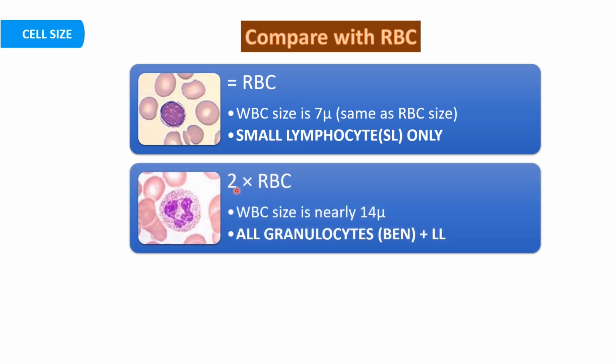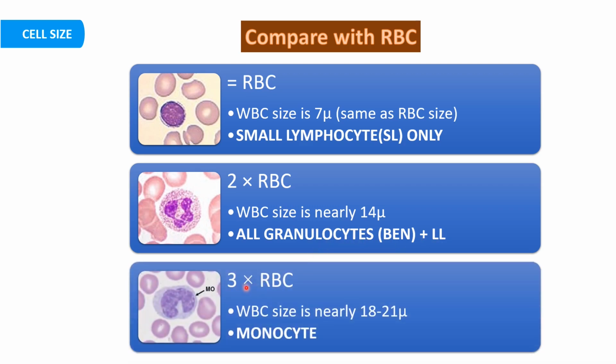Now if it is 2 times that of RBC, that means the size of the WBC is equal to 2 RBC. That means the size of WBC is 14 microns. 7 into 2 is 14 microns. Then all the granulocytes, that is basophil, eosinophil and neutrophil, they all have 14 micron size. Even the large lymphocyte can have 14 micron size. So it may be a granulocyte or it may be a large lymphocyte. So if it is equal to 2 times the RBC, it may be a granulocyte or large lymphocyte.